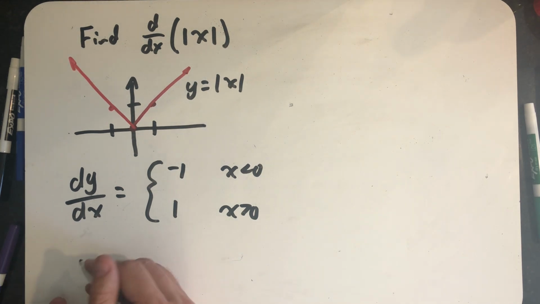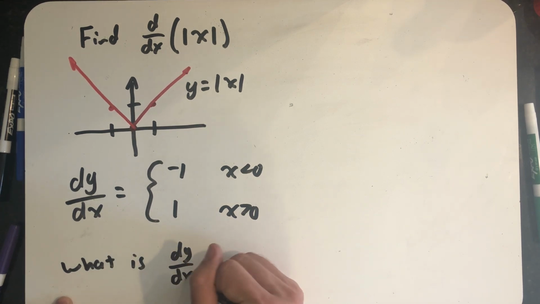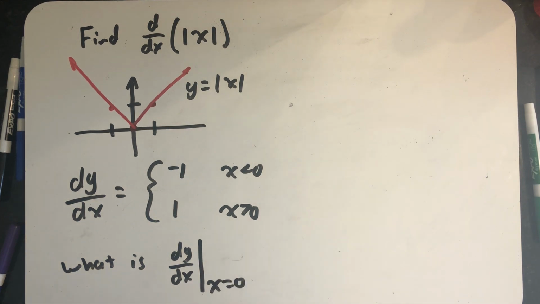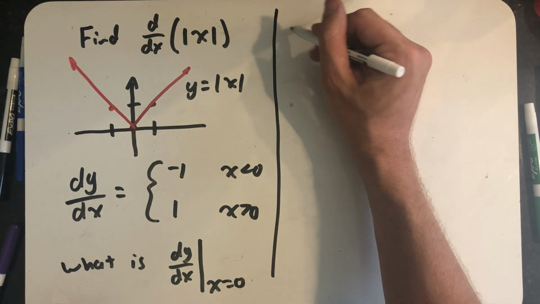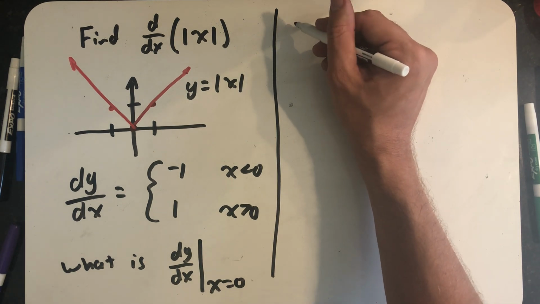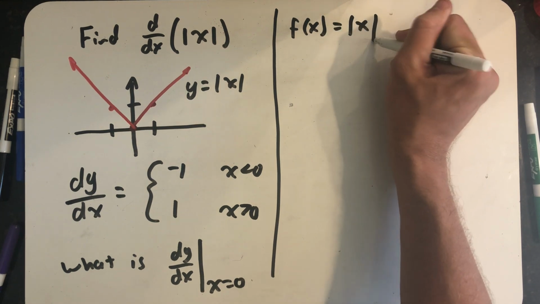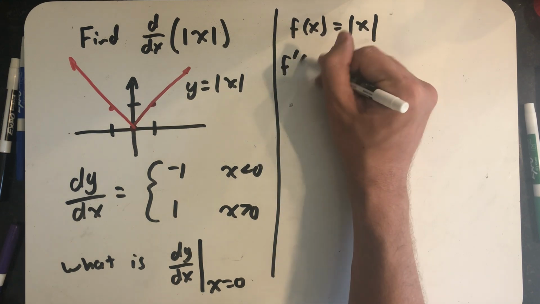And so now my question is, what is the derivative of this function when x equals 0? And so I want to know the derivative of y with respect to x when x equals 0. All right, well, let's see. Let's go back to kind of our original idea of derivatives, right? So f of x is the absolute value of x. And I want to know f prime of 0.